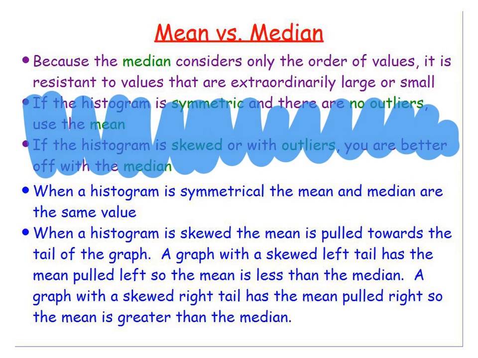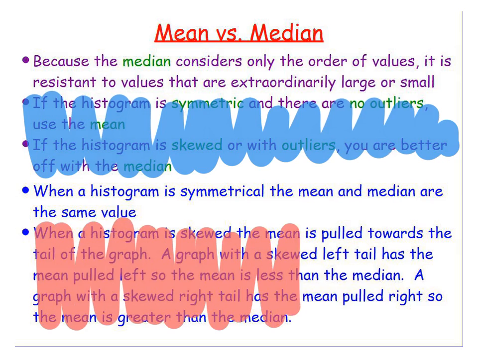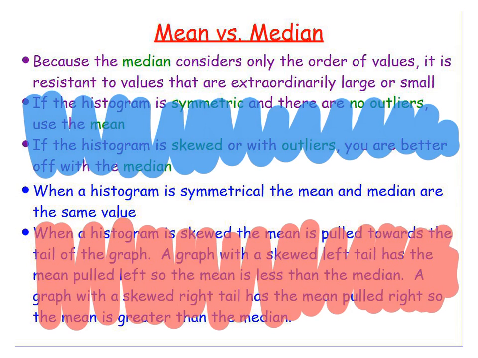A graph with a skewed right tail has the mean pulled to the right, so the mean is greater than the median. Again, just a helpful hint, this is something that I would study and know for the test. You never know when those questions might pop up, it's good to know information.